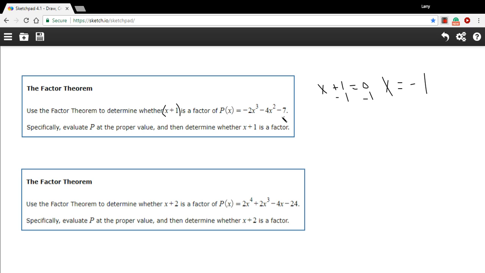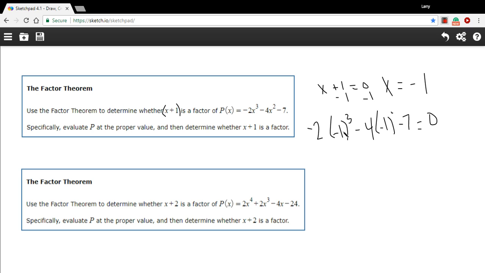Now, if this really is a 0 of this function, that means this really is a factor. And if this is a 0 of this function, if you plug this x value into the function, it should equal 0. So we should have -2 times -1 to the third power, just plugging -1 in for x here, minus 4 times -1 squared, minus 7, and that should equal 0. So let's see if it does.